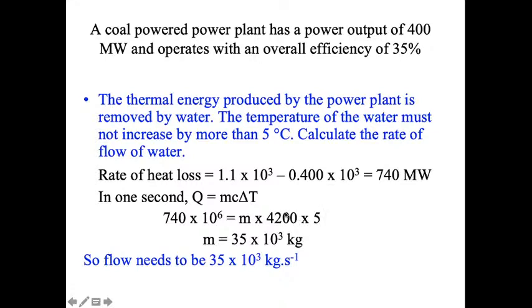And the specific heat capacity would be given as a constant in either the question or on your formula sheet. So the mass of water required to actually keep our change in temperature to only 5 degrees is 35,000 kilograms per second. Yikes, you need a lot of water. That's another huge disadvantage of coal.